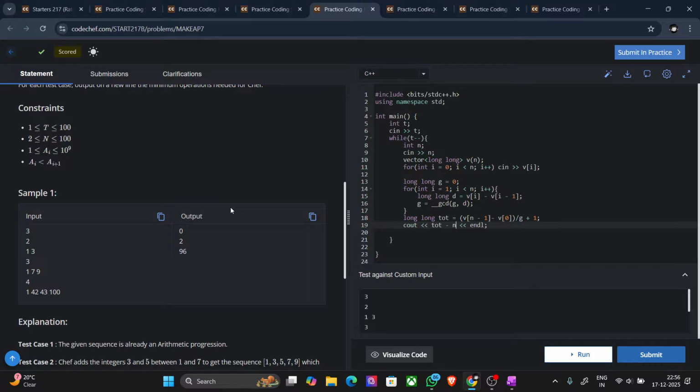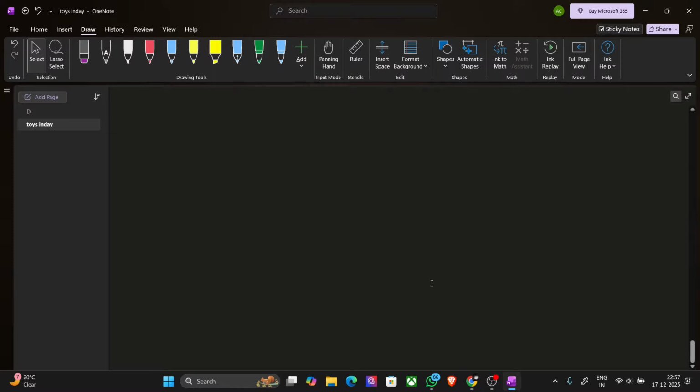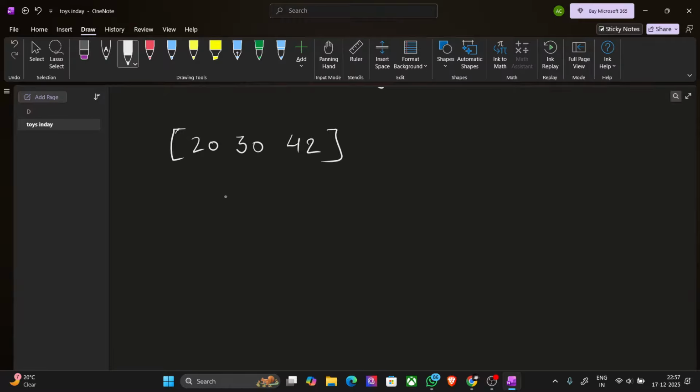Why not minimum taken? Right. Okay. Look, let's take an example. Let my array be 20, 30, and 42. In this, my array is not in AP because, as you can see, the difference is 10 here and the difference is 12 here.